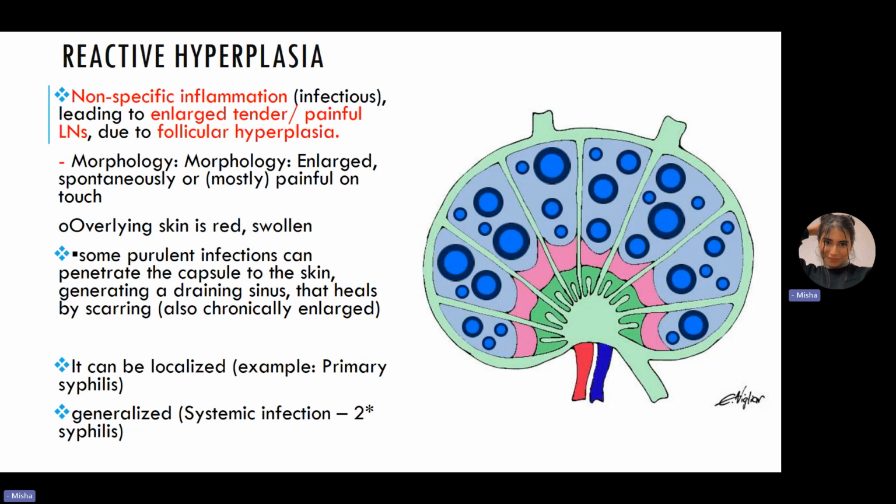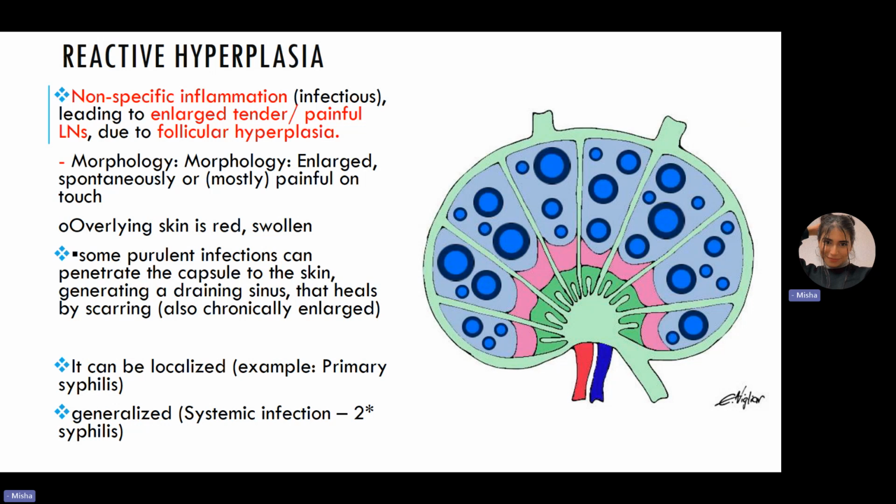Now, a major thing that you also need to remember is the morphology. It is enlarged, it can be spontaneously painful, or mostly it is painful on touch. So this is morphology. Another thing that you can also mention is that they are swollen. They can be gray-red, and may contain pus if the neutrophils are prominent, right? We know dead neutrophils form pus, so there can be presence of pus as well. And the overlying skin is normally red and swollen.